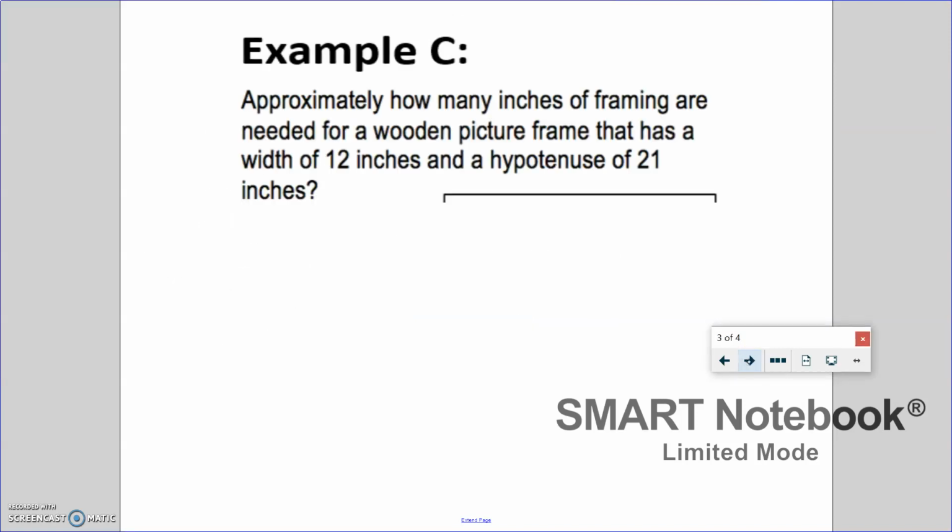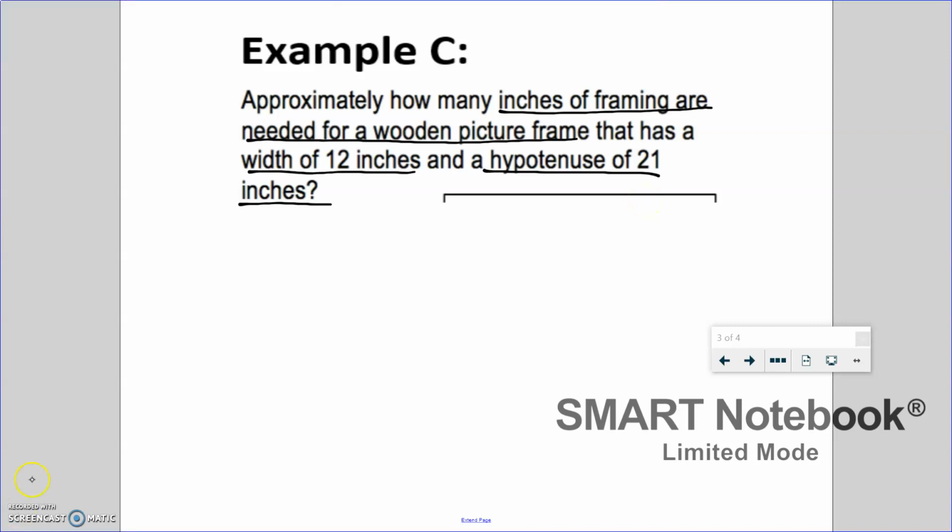Now let's take a look at example C. It says approximately how many inches of framing are needed for a wooden picture frame that has a width of 12 inches and a hypotenuse of 21 inches. So the best thing is always draw a picture. When you're given a word problem, draw a picture so you can see it.